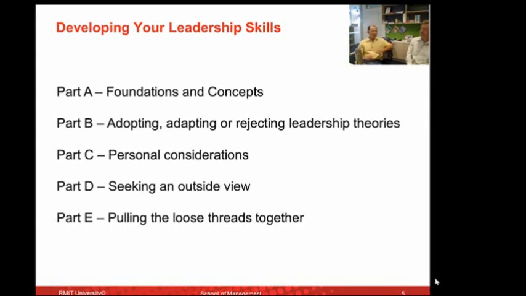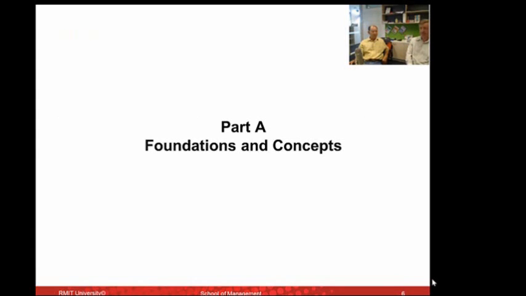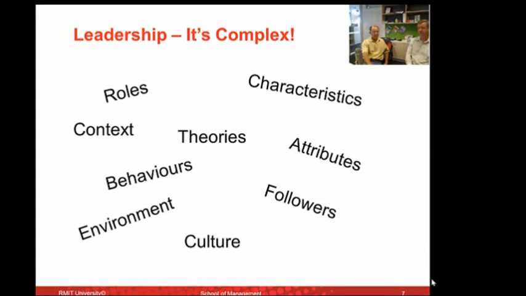Okay. Right, so let's try. Is it okay? We'll move on? Yes. So this is part A, Foundation and Concepts. Leadership, it's complex. Sure is. And essentially what we did in this slide was to do a brain dump of some of the terms that you'll come across in this course.